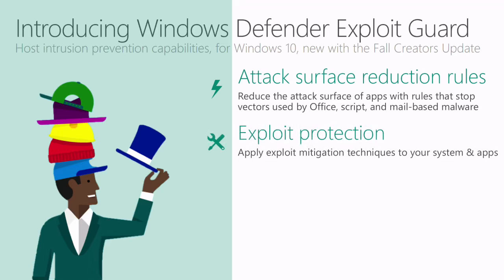The second feature, as part of Exploit Guard, is exploit protection. This is really your comprehensive set of exploit mitigations. We built that UI, and we built it better, I believe, than EMET did. So now you have a centralized UI to be able to turn on and off mitigations on both your system as well as on a per-app basis.